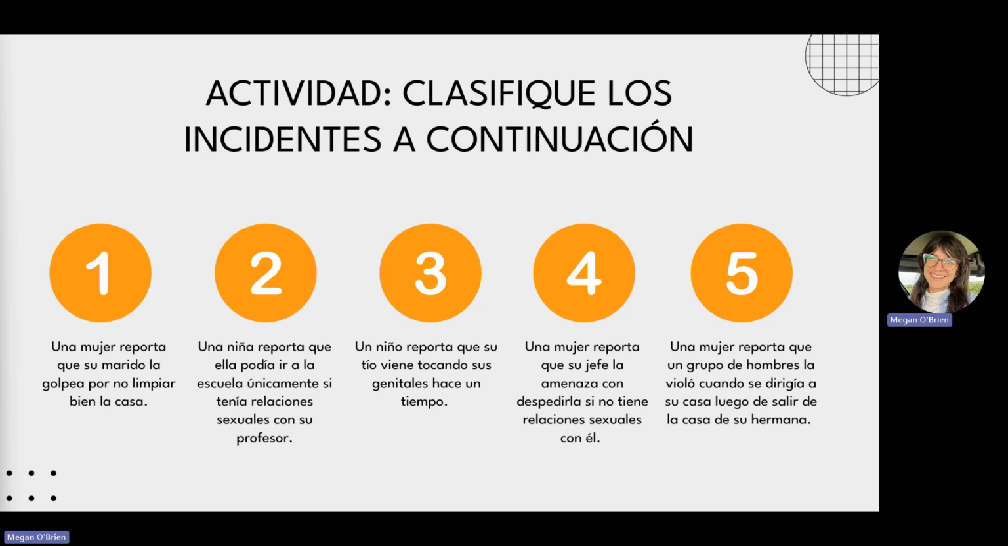What would you write? Next, a girl reports that she was only allowed to attend school after she had sex with her teacher. In example 3, a boy reports that his uncle has been touching his genitals. In example 4, a woman reports that her boss is threatening to fire her if she does not have sex with him. And in example 5, a woman reports that she was raped by a group of men when she was walking home from her sister's house. So just keep that piece of paper near you. We'll come back to this later with how you defined these incidents of gender-based violence.